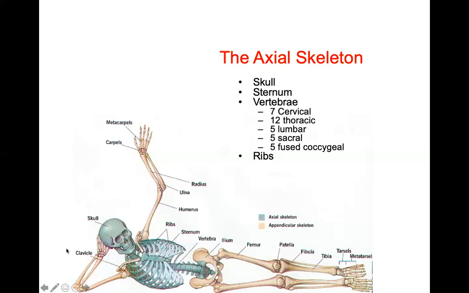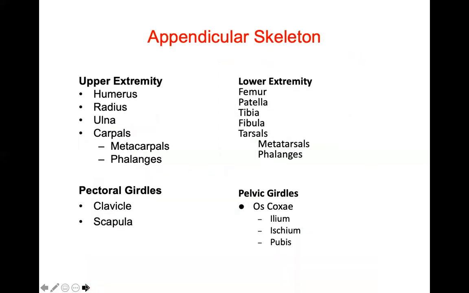For your appendicular skeleton, basically that's your shoulder and your pelvic girdle, as well as your upper limbs and your lower limbs. So your upper limb is made up of the humerus, radius, and ulna, and then your carpals, metacarpals, and phalanges. For your lower extremities, we have the tibia, fibula, your femur, your tarsals, metatarsals, and phalanges.